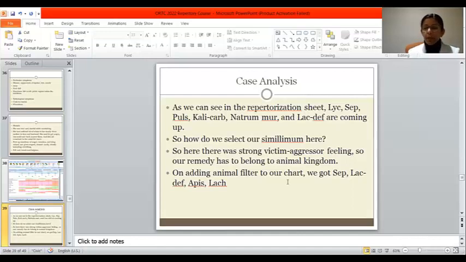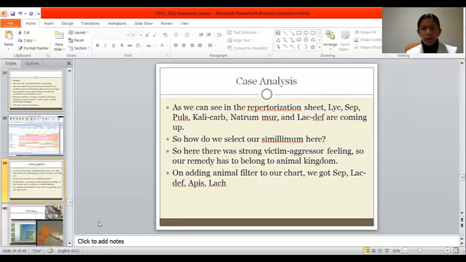And how do we analyze now? Suppose we come to the animal kingdom, and then when we add the animal filter chart to our chart, we got Sepia, Lachesis, Lac defloratum, and Apis. Now, how do we differentiate? Whether to go with Sepia, whether to go with Lachesis, or Lac defloratum.